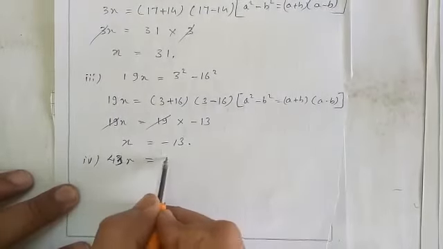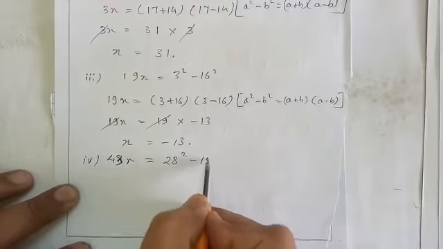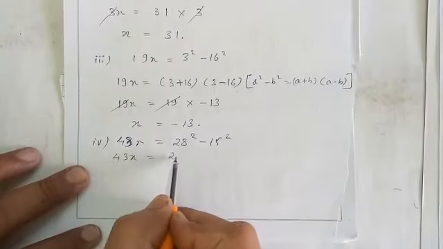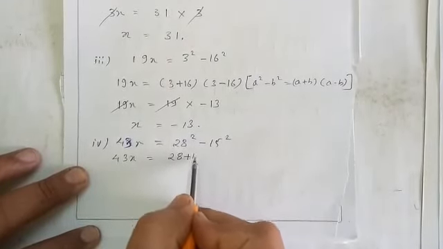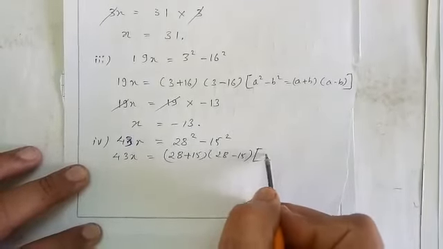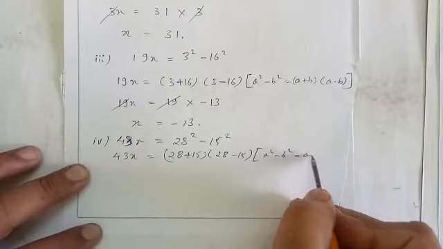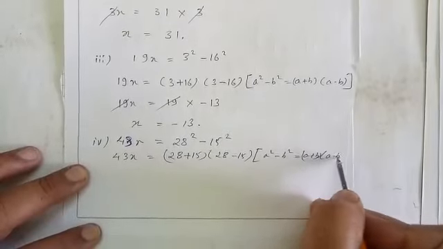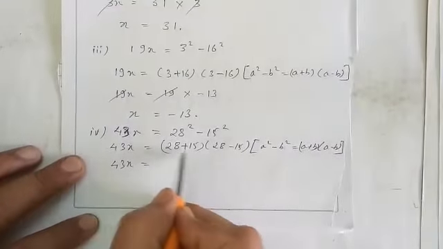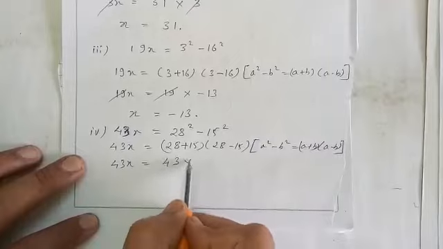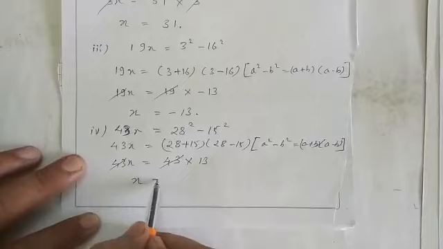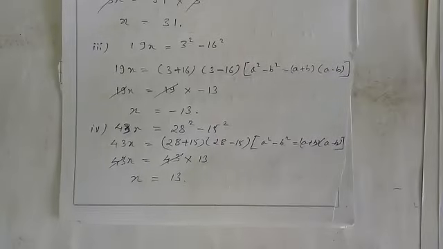Now the fourth question, 43x equal 28 square minus 15 square. Same method, 43x equal 28 plus 15, 28 minus 15. It is also in the same formula, a square minus b square. Identity is a plus b, a minus b. Now 43x equal, if you add, it will be 43, multiply. If you subtract, it is 13. Cancel this 43, x equal 13 is the answer.